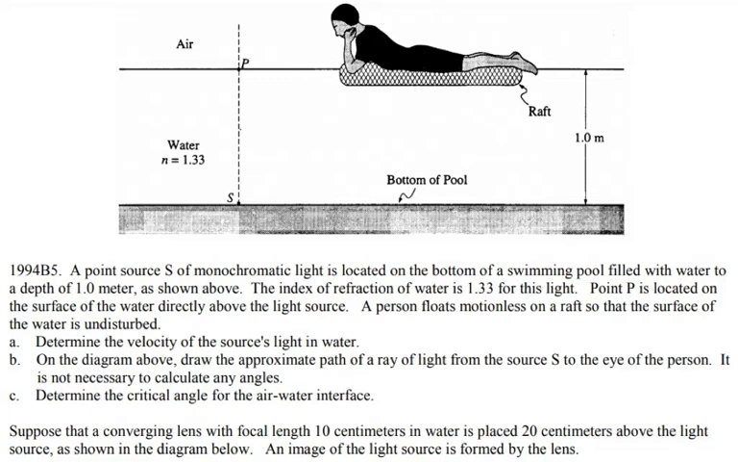The index of refraction of water is given as 1.33 for this light. Point P is located on the surface of the water directly above the light source. A person floats motionless on a raft so that the surface of the water is undisturbed. Determine the velocity of the light from the source in the water.